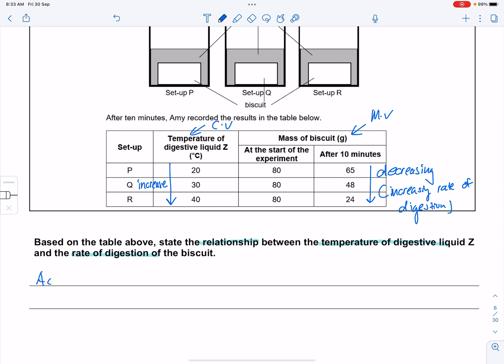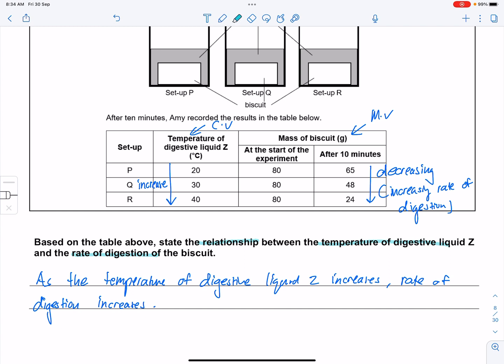So as the temperature of digestive liquid Z increases, rate of digestion increases. Okay? Here.